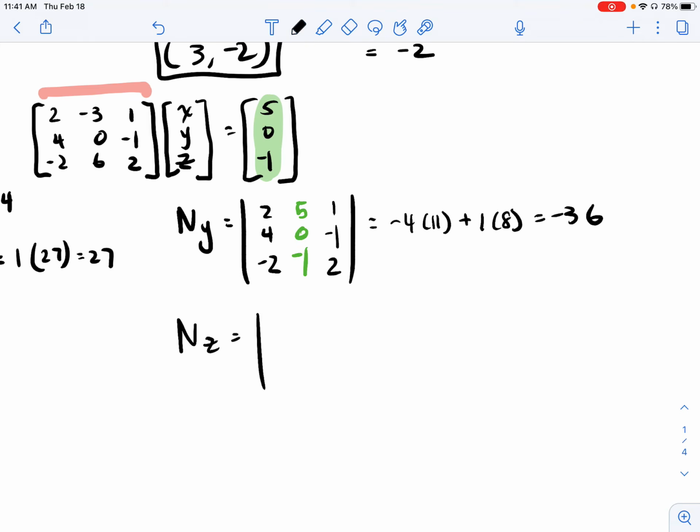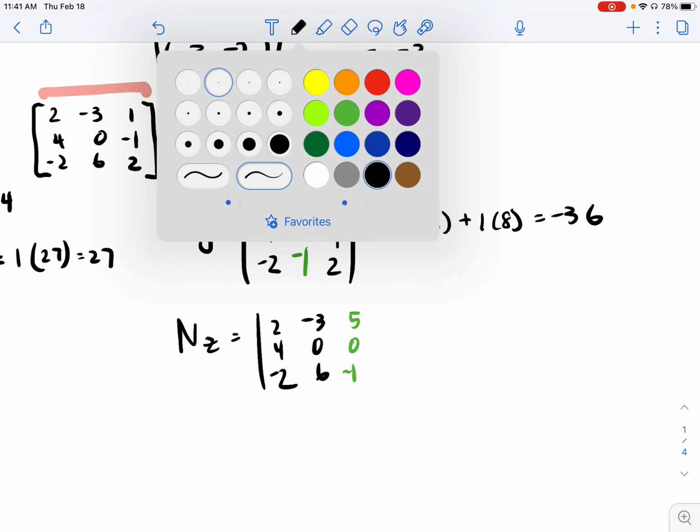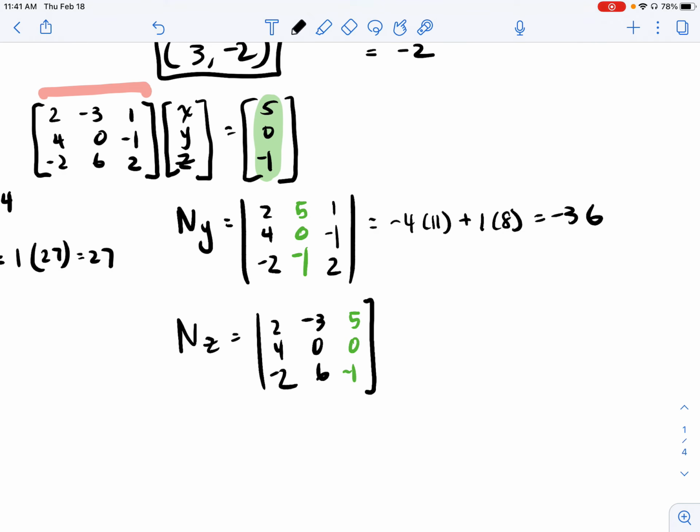and we're going to bring down 2, 4, -2, -3, 0, and 6. And again, we're going to replace our z column with 5, 0, and -1. Thank you again for those 2 zeros that make my first row a great candidate for me to find my determinant pretty easily. We're going to say -4 times 3 minus 30, that's -27. And I believe that is 108.